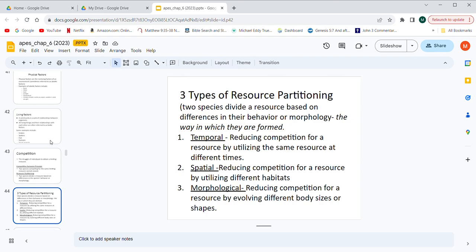And then there's, of course, morphology, which is the most tied to evolution. This reduces competition for resources by involving different body sizes or shapes. If you think of Darwin's finches, that was morphological resource partitioning. They would change their beaks in order to take on and consume different food resources. That was them taking advantage of all of the resources within the Galapagos Islands, and allowing for such a diverse range of species of those finches.